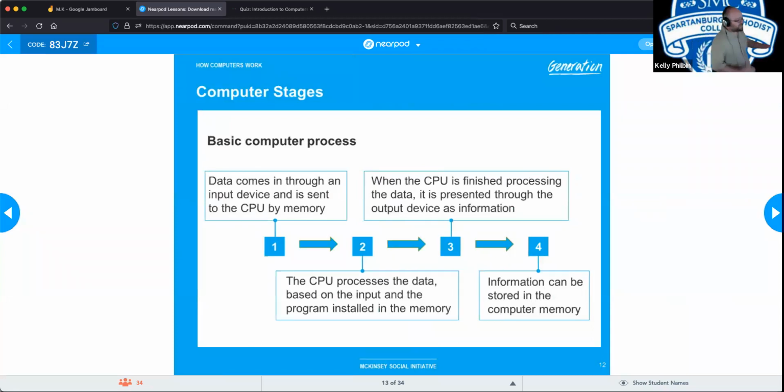All right, so basic computer processes. How does it work? Data comes in, it could be you typing on the keyboard, uploading a program, or putting in a thumb drive. It comes in through an input device, could be the camera. It's sent to the CPU via the memory. The CPU takes it, performs calculations on it, and processes that data based on the input and the program installed in the memory. Then when the CPU is finished with the data, it is presented through an output device, could be speakers or your monitor. If you are visually impaired, they do have Braille keyboards where they actually have outputs across the top of the keyboard. Pretty cool stuff. So depending on the output device it is tied to, the CPU will send it off to that device. The information also can be stored in the computer's memory.